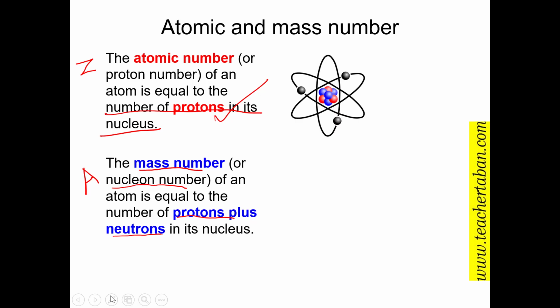Let's look at this diagram here. Assuming that you have that as an atom and it is having 3 protons, remember they're found in the nucleus of the atom.